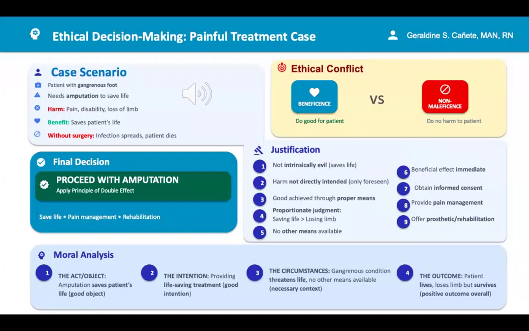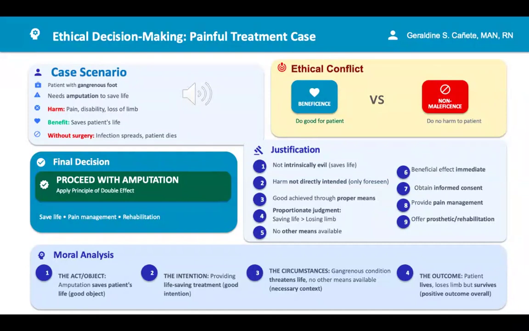Okay. Then next, let's explore the intention. Providing life-saving treatment is a good intention. Now, the intention is to help the patient and to prevent them from dying. Now, is this a morally justifiable intention?